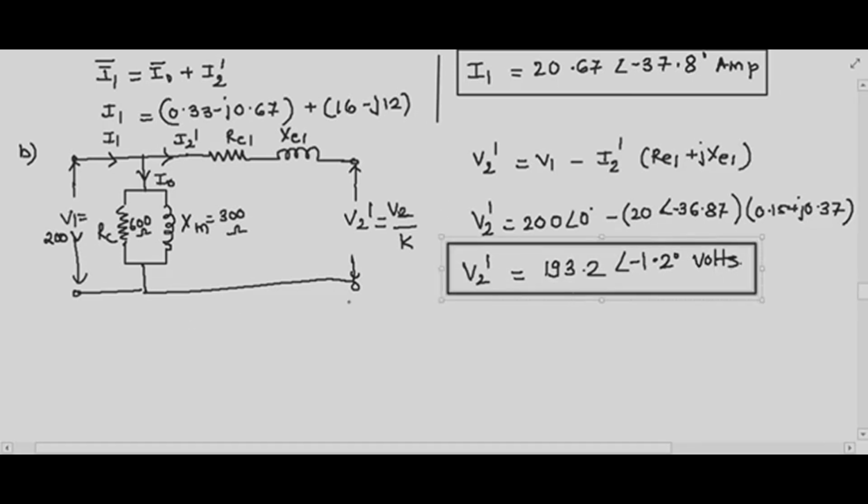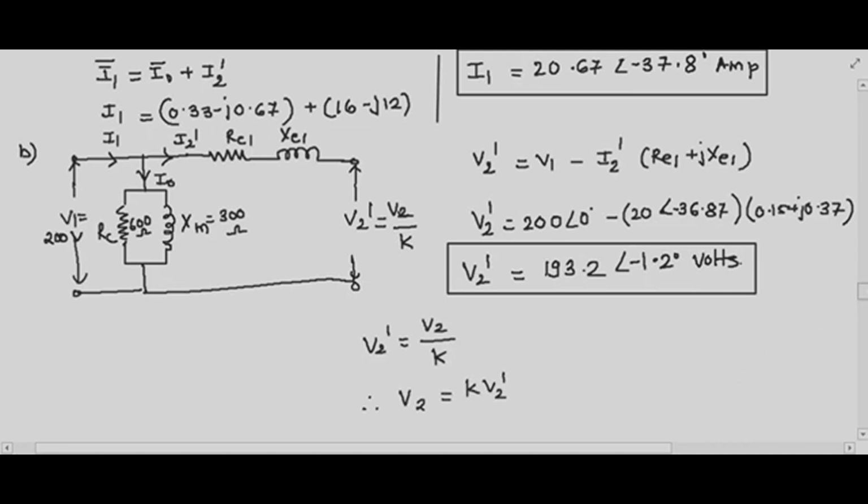But we have to find out this terminal voltage referred to the primary side. But what is V2 dash? V2 dash is nothing but V2 by K. So what is V2? V2 is equal to K into V2 dash.